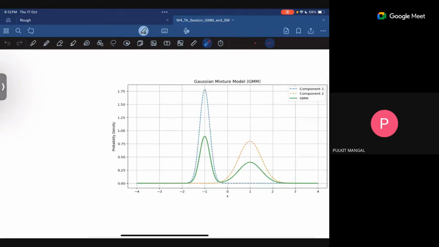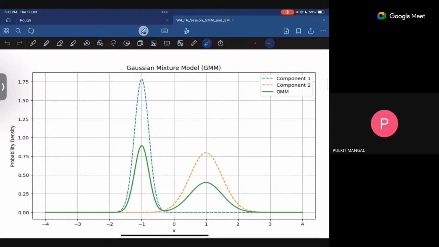Now if you look at this graph, let's focus on this. This dotted region that you are able to see is the density function graph of your normal distribution only. So this dotted region is your component 1, and this is your component 2, while this green curve here is the GMM.